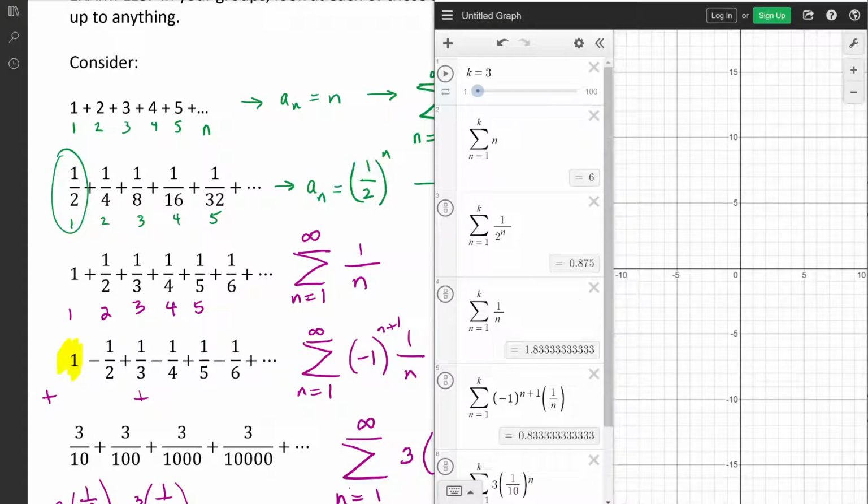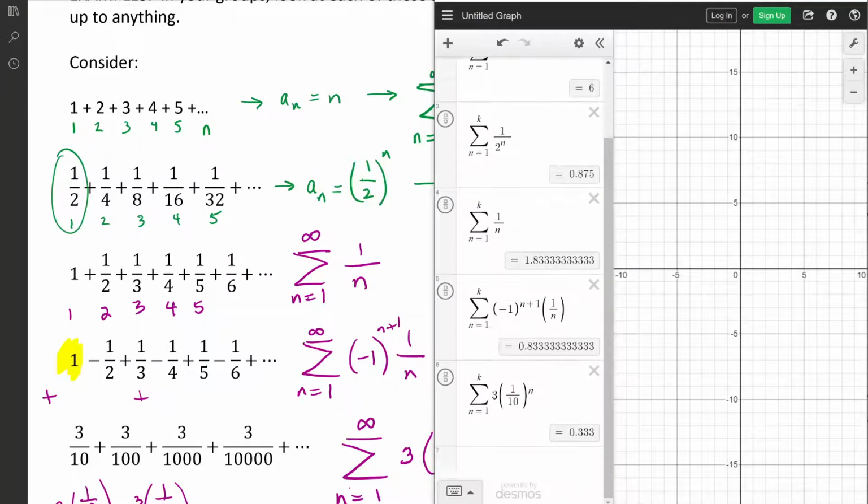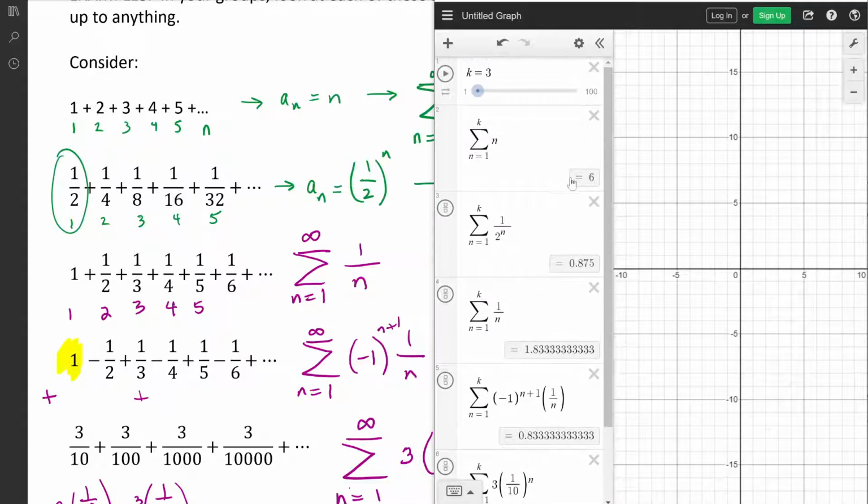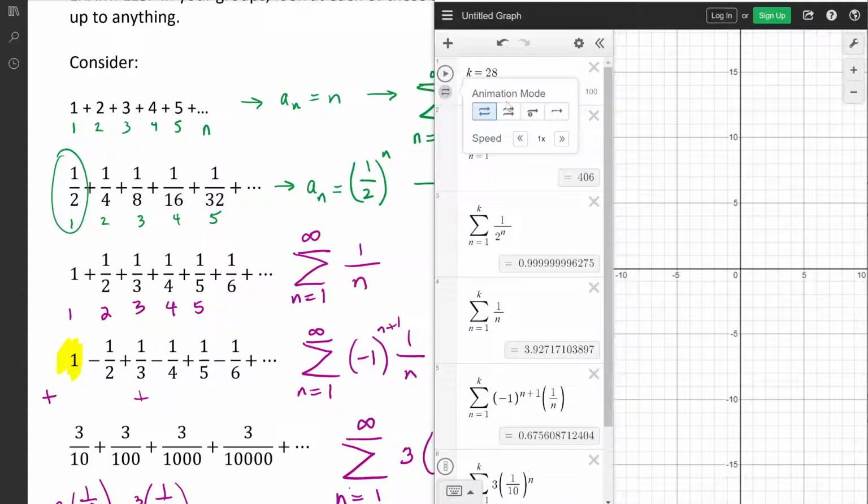So let's take a look at our sums here. They're starting to turn into things. So let's take note: 0.333, 0.833333, 1.8333, 0.875, 6. I think we can already tell that this first one's probably not going to do anything special. Check it out. When I go all the way out to like 100, I'm at 406. And actually, let me just change a setting here.